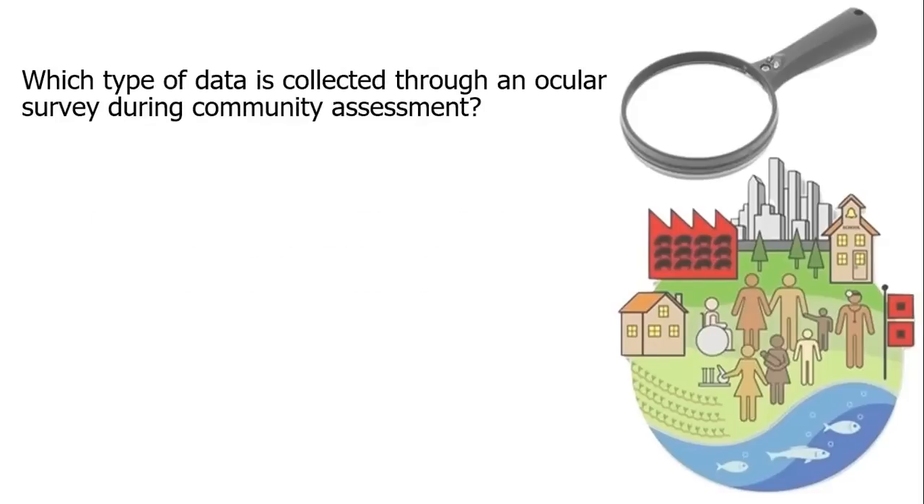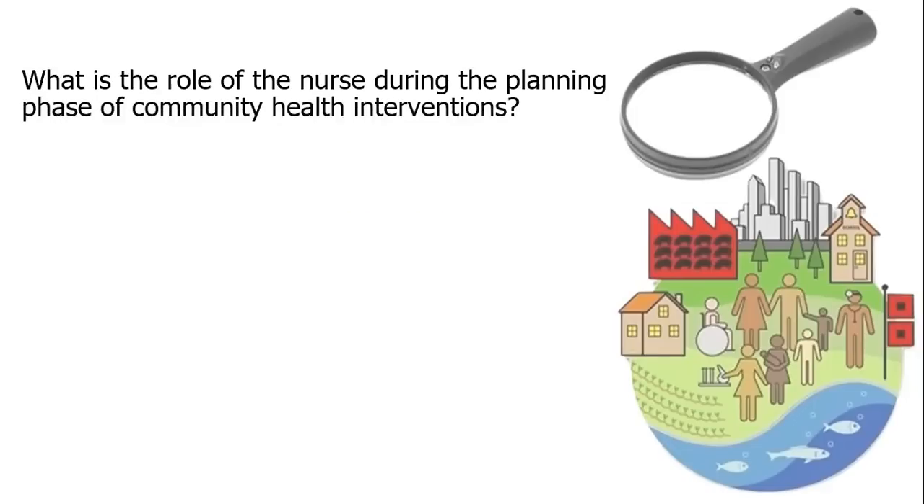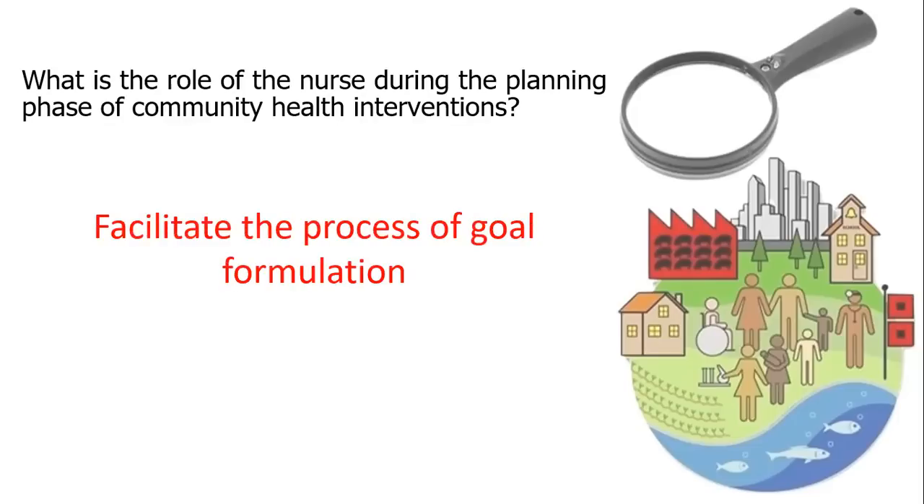Which type of data is collected through an ocular survey during community assessment? Environmental data. Then what is the role of the nurse during the planning phase of the community health intervention? Facilitate the process of goal formulation.